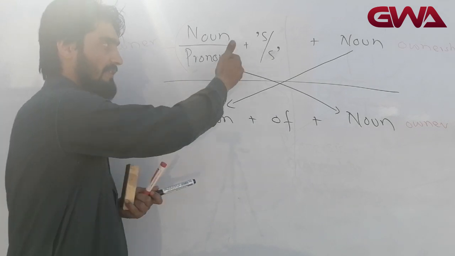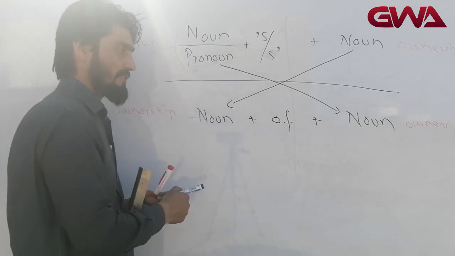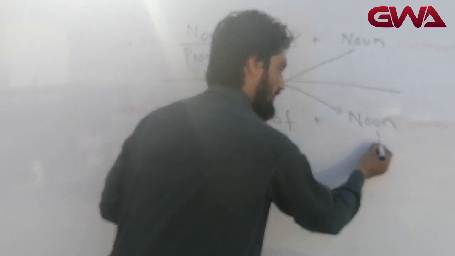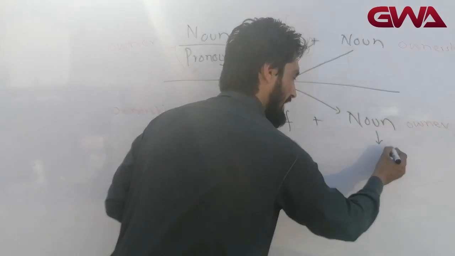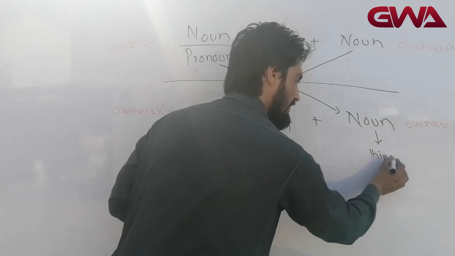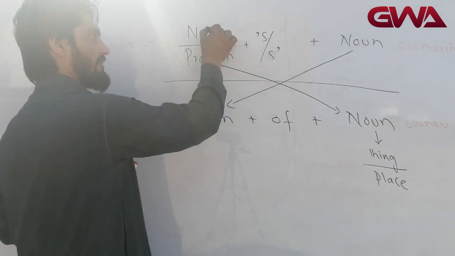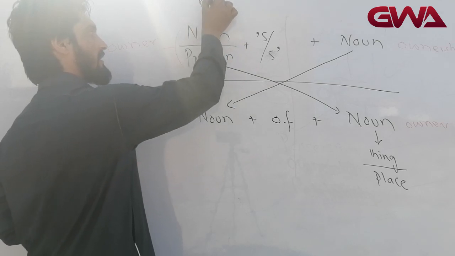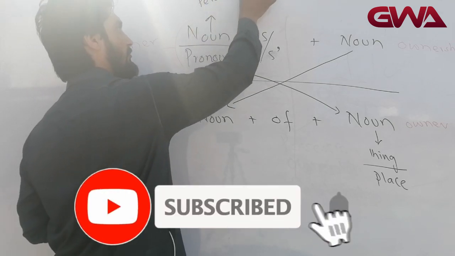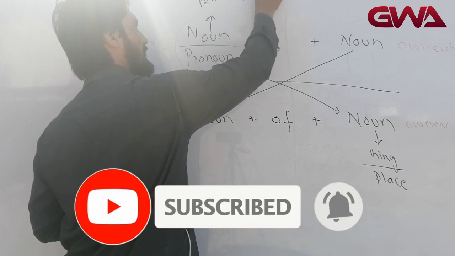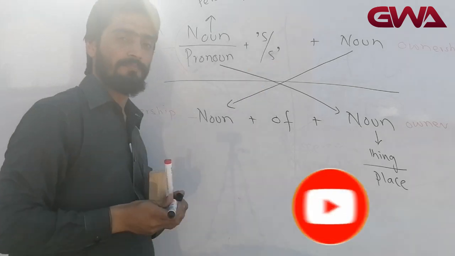The difference between this structure and this structure is that we use this structure when the owner is a thing or place, while we use this structure when the owner is a person. Means human.